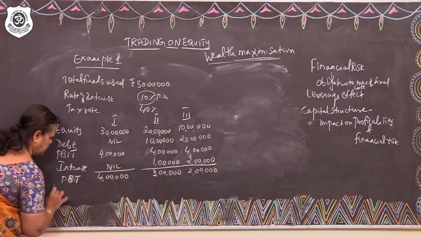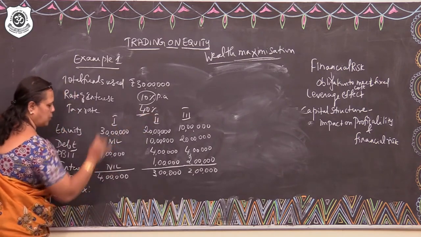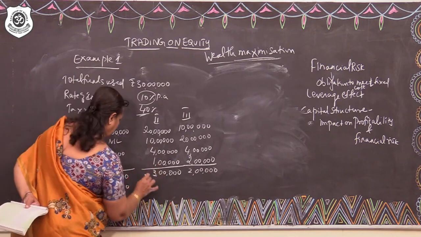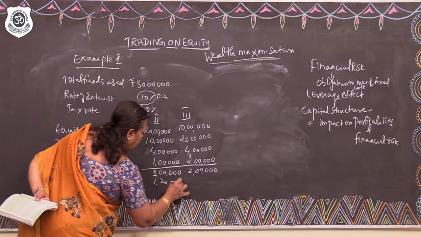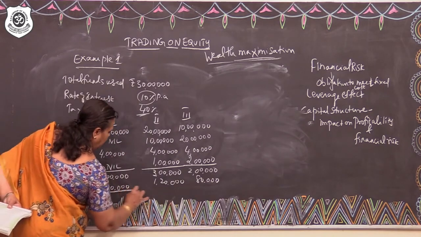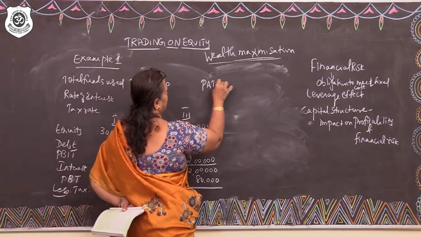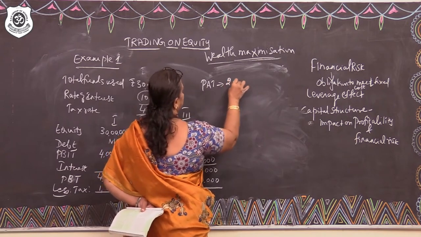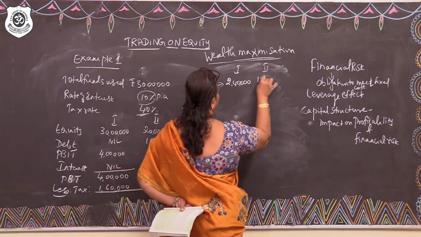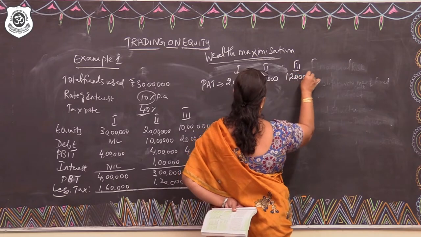Now, less tax. Tax is given to you at 40%. So, 40% of 4 lakhs is 1,60,000. Here, 40% of 3 lakhs is going to be 1,20,000 and 40% of 2 lakhs is going to be 80,000. Fine. Now, you will get profit after tax: 2,40,000 in situation 1, 1,80,000 in situation 2 and 1,20,000 in situation 3. Fine.